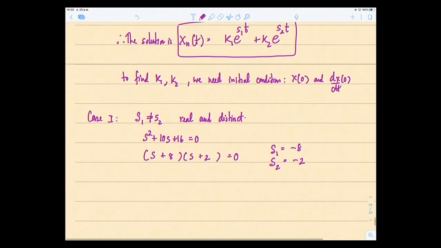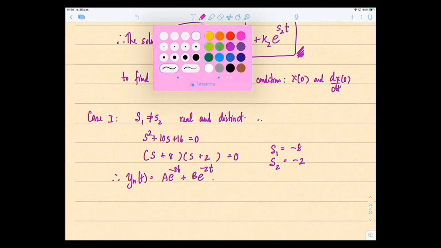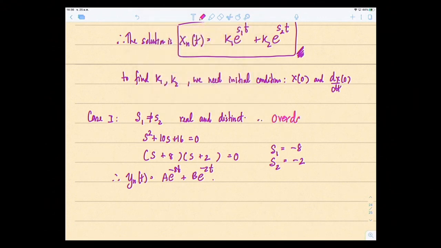So this is the first case: they are real numbers and they are not the same, they are distinct. So we can say that my solution is equal to a e to the minus 8t plus b e to the minus 2t, in this form exactly. Okay, so this is the first one, and in electrical engineering we call this the overdamped case.